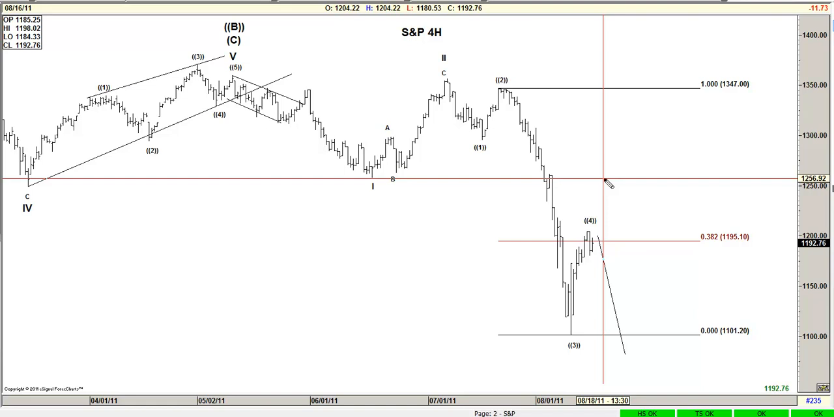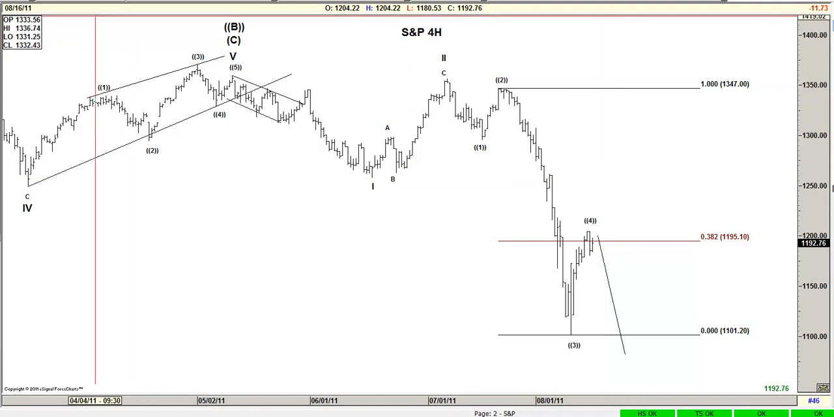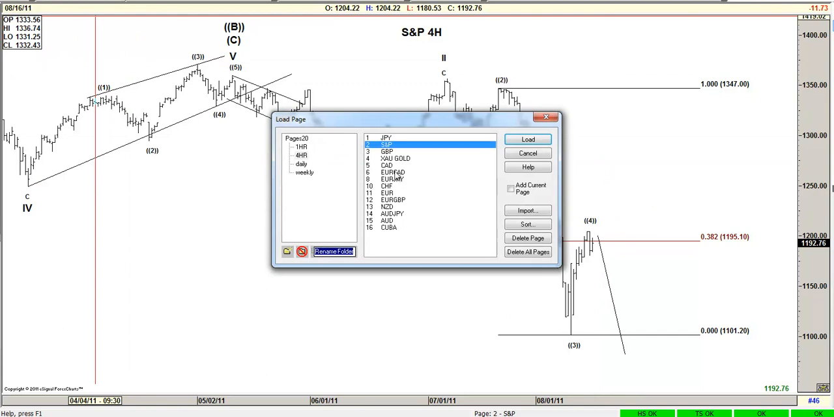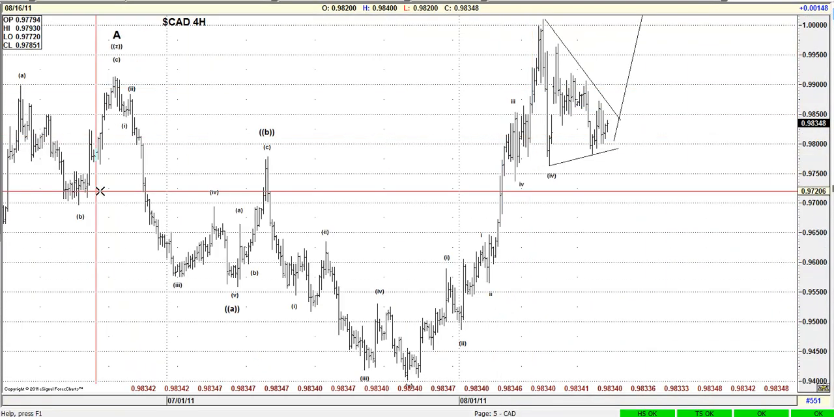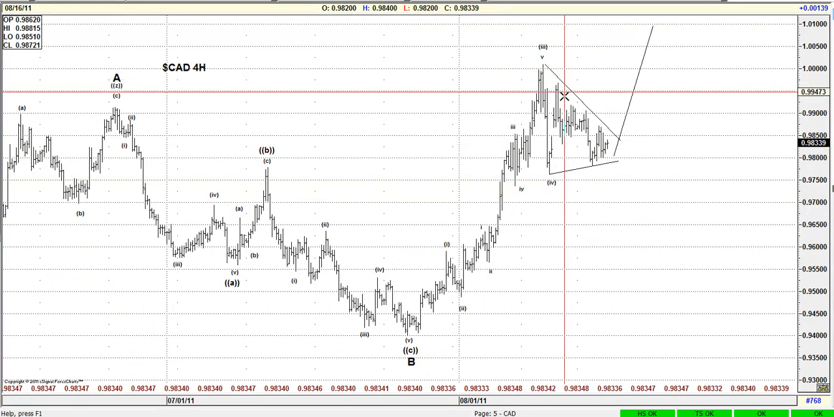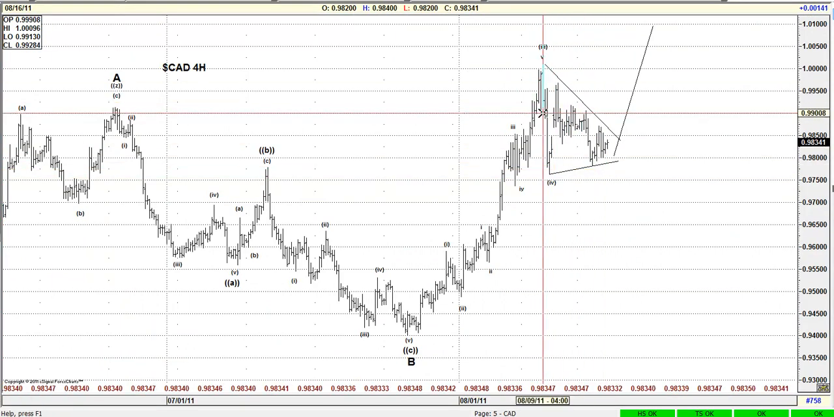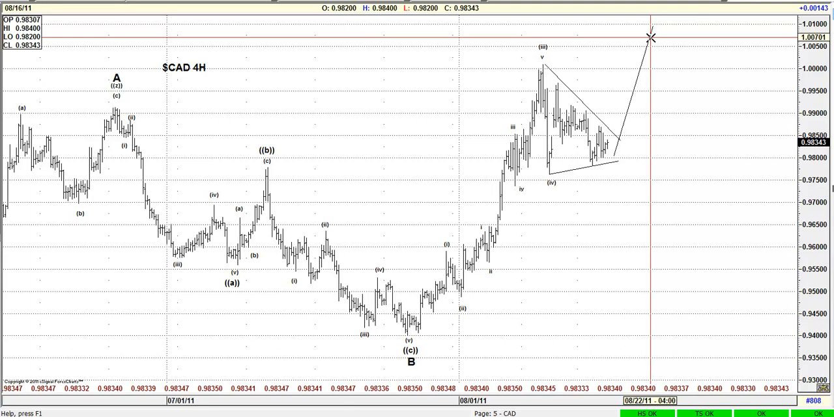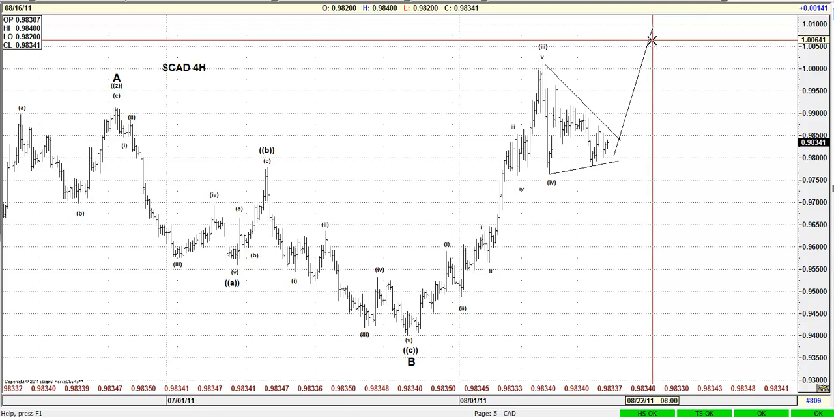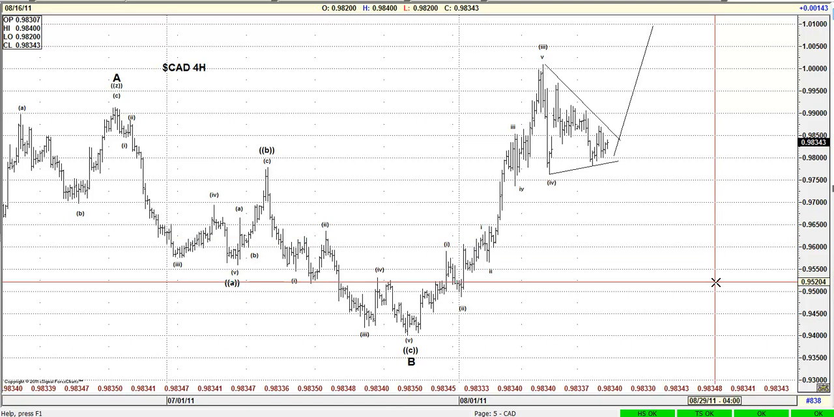position there. Now, the one that is clear to me is the dollar CAD. The dollar CAD is showing a nice wave 4 pro-rate triangle that should resolve higher, and then from there we're going to see a move against the dollar, and that's what we are expecting in all the pairs.